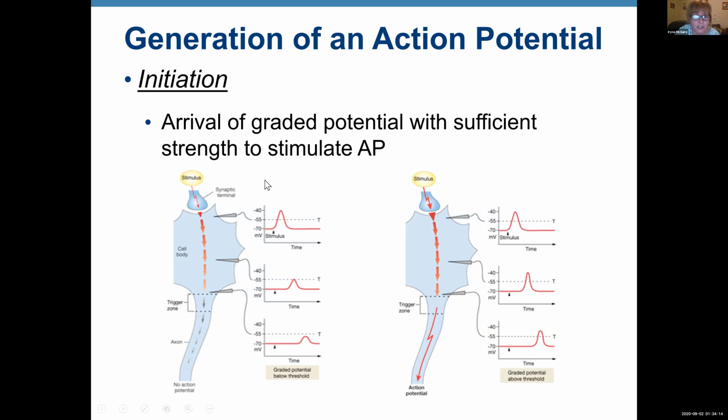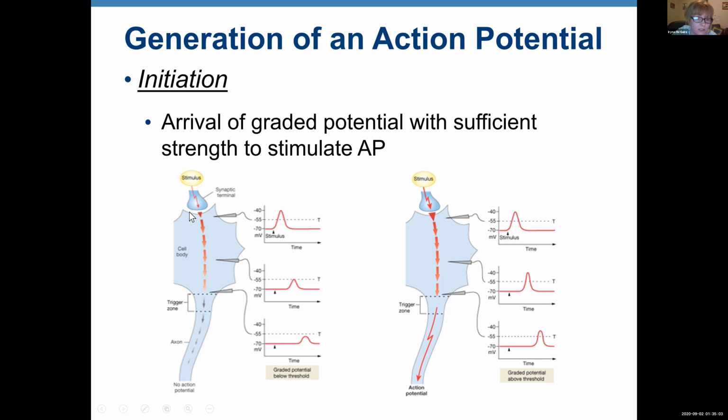Now, to generate action potential, we have initiation. Let's look over here. So here's your neuron. Those are dendrites, this is soma, this is axon. Remember, action potential happens in the axon. Now we apply a stimulus to the soma or to the dendrites because dendrites are the receiving region. When a stimulus is applied, what happens here is graded potential. Remember, this graded potential decreases in amplitude. So this electrical current gets weaker and weaker. It's a strong current and then it decreases.